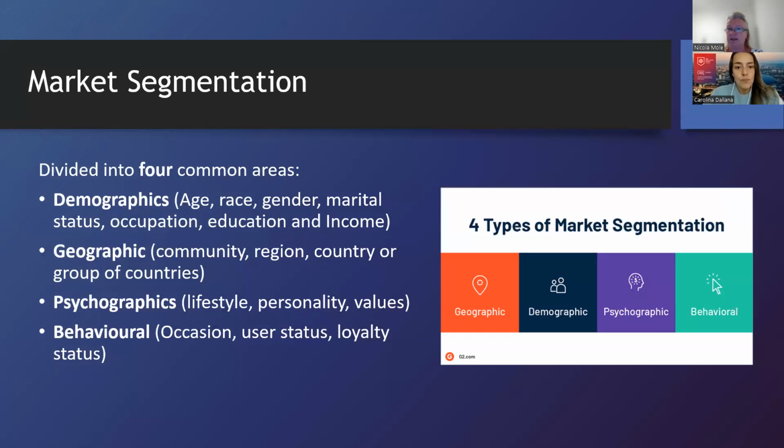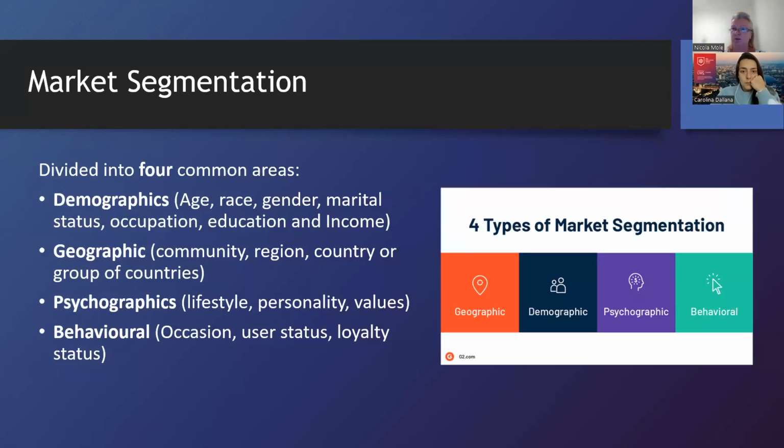Psychographics, we look at people's lifestyles. Do they lead sporty lifestyles? Do they like going to the theatre? What is their day-to-day life like? Are we going to be targeting them appropriately? Personality and values. What do they value in their life, and will our brand match with what they value?